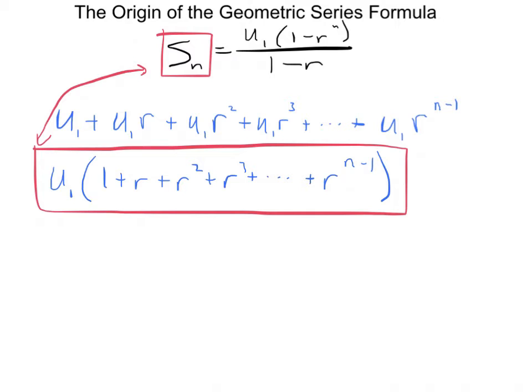Okay? And so now I'm going to attack this from the other side of the problem. Let's now take a look at this. I'm going to leave the u1 out of it just to make things easier. I want us to think about what is (1 minus r to the n) over (1 minus r). What happens when we divide 1 minus r to the n by 1 minus r?